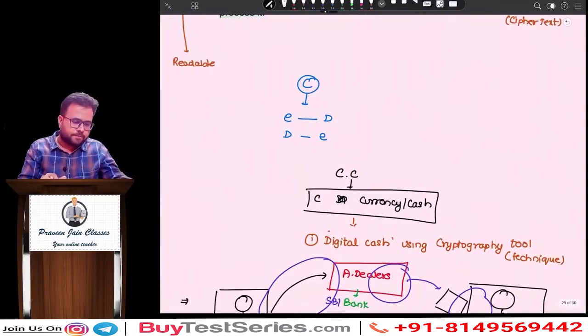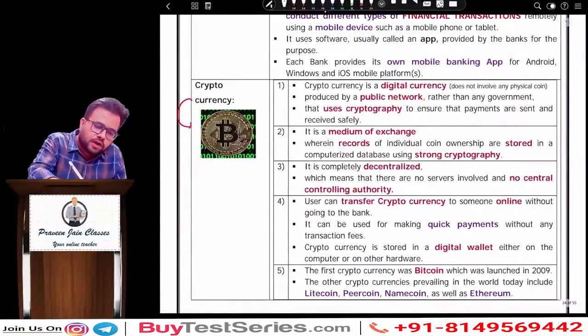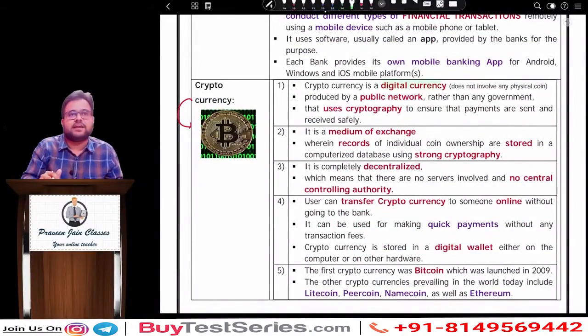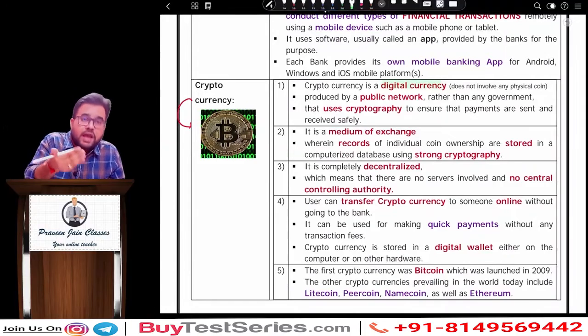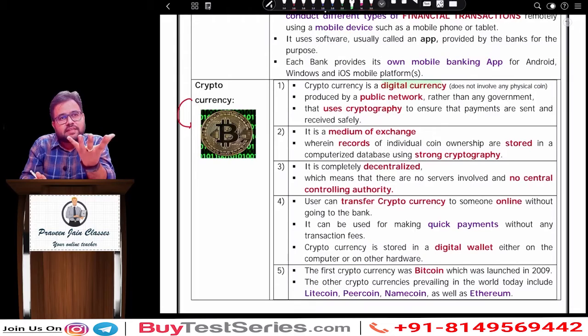Okay, so let us try to cover this. Now, what is cryptocurrency, sir? It is digital. Now, who has produced this? Can I say it is there only on the internet? Do you think this is a currency which you can have in hand, sir?